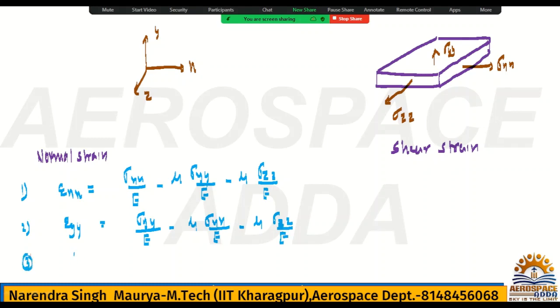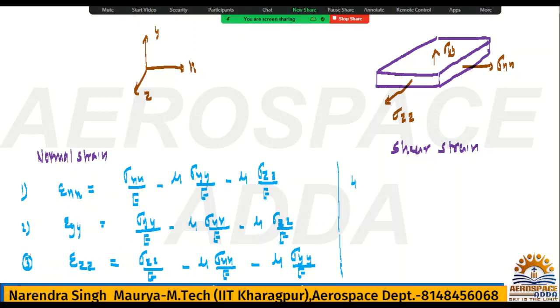Third, epsilon zz is sigma zz divided by E minus mu times sigma xx by E minus mu times sigma yy by E. So these are the normal strain and stress relations. How to write that relation between stress and strain? It's very simple. That is 3, and this is number 4.